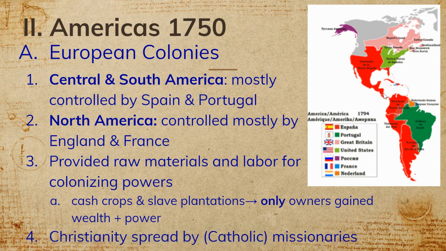So instead, the indigenous peoples work on many experiences slave plantations, and they work to create cash crops. Cash crops are basically crops that are grown and then immediately exported for the owners to then sell. So they're not things that are grown and then the people who tend the fields, etc., then use those items. Instead, they are sold off. And this means that only the owners gain wealth and power.